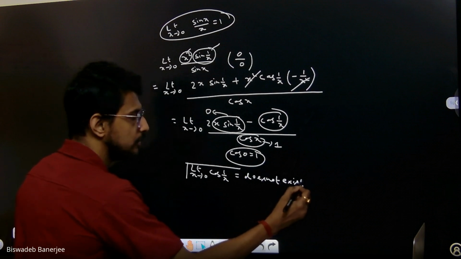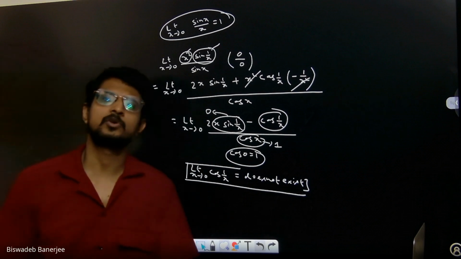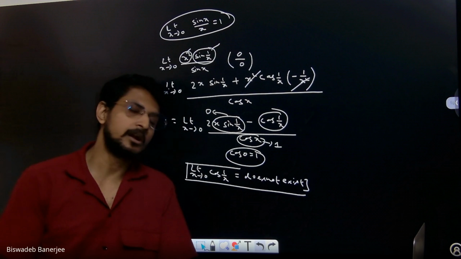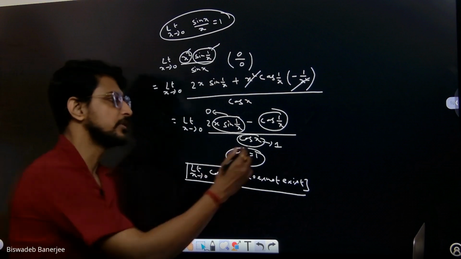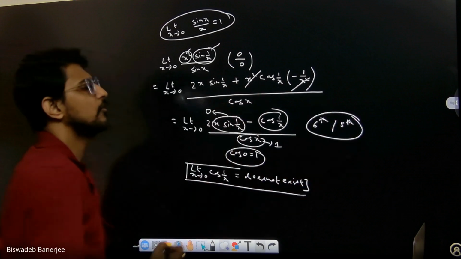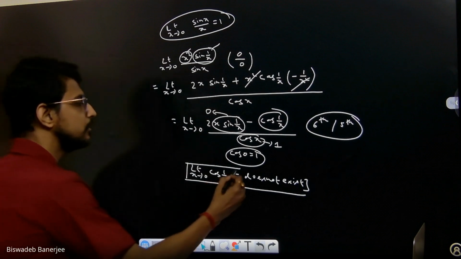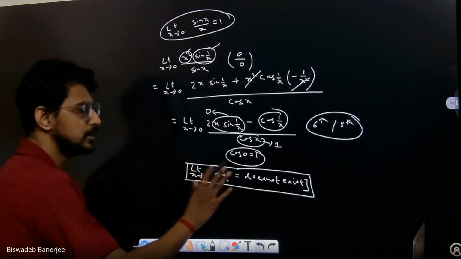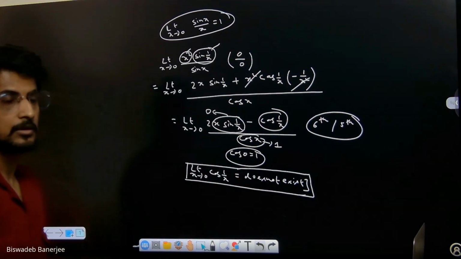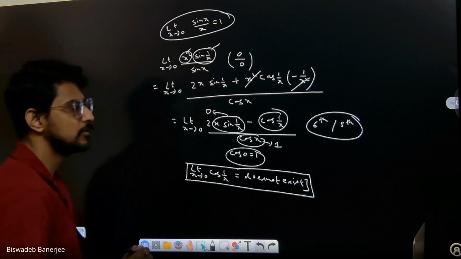We can prove this by real analysis, which I assume we have in our fifth or sixth semester. Using that concept, we can see that the limit as x tends to 0 of cos 1 by x does not exist. We can prove this, but we don't have this proof here. Just remember, this limit does not exist.